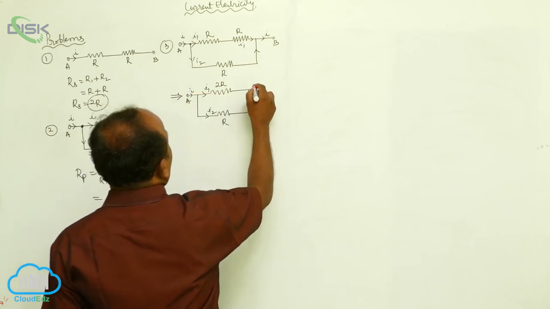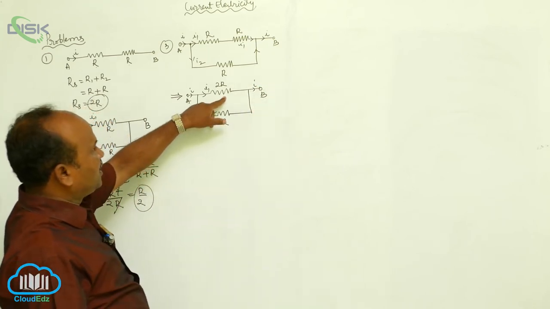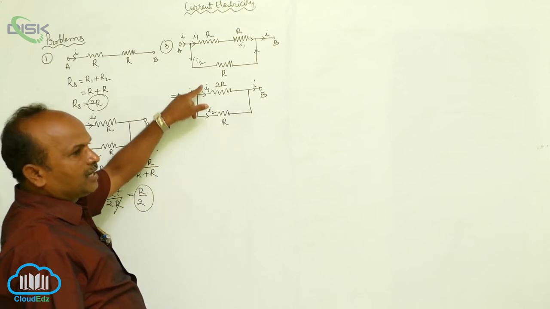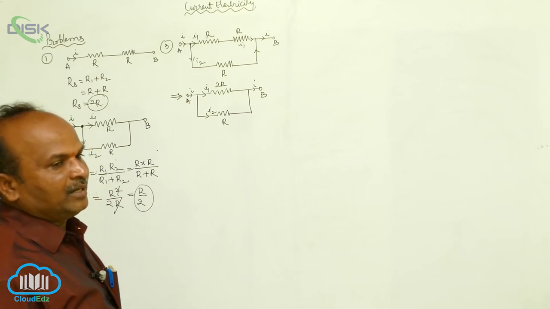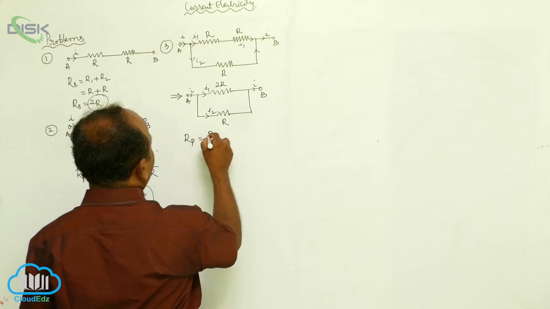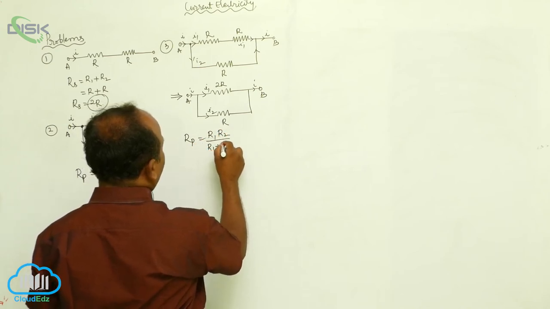What is the total current? I. Now here 2R, through the 2R I1 is there, through the R I2 is there. Currents are different, currents are distributed. As the currents are distributed, they are said to be in parallel. Therefore, Rp is equal to R1 into R2 by R1 plus R2.